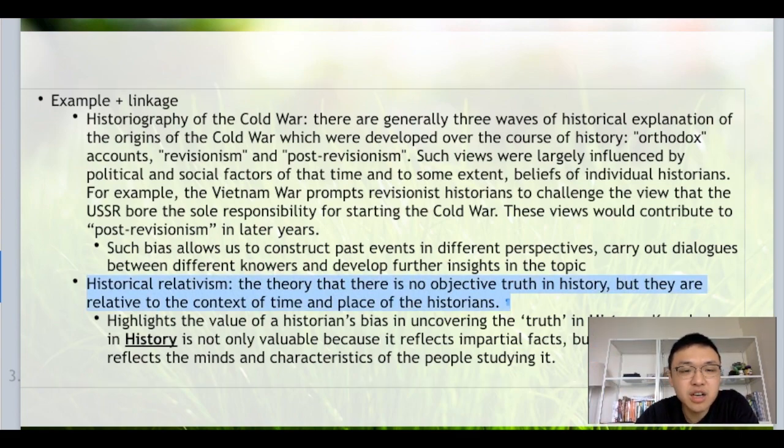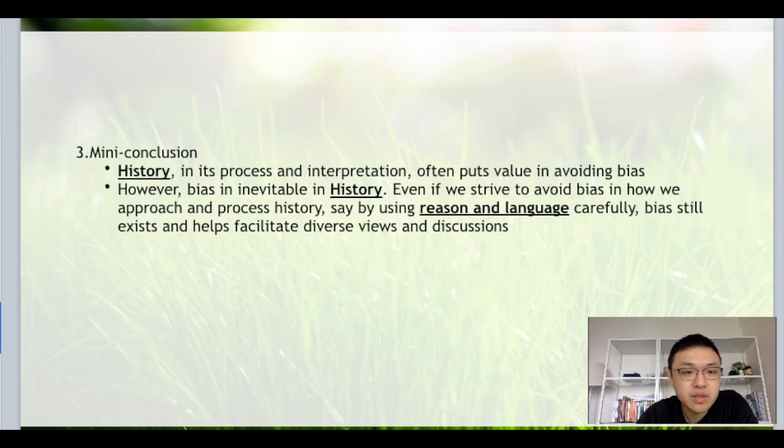Yeah, so you can also talk about the theory of historical relativism. So the point is that this theory states that there is no objective truth in history, but that truths are relative to the context. So they depend on the context that the historians are situated in, right? So the social and political factors at the time would definitely play a role in how historians interpret certain information, right?